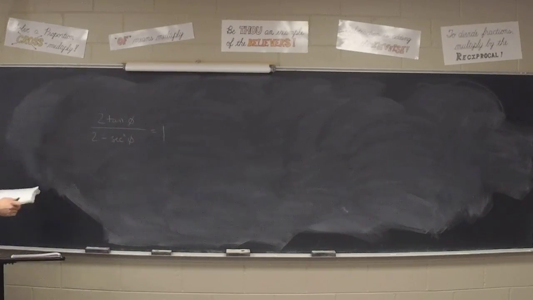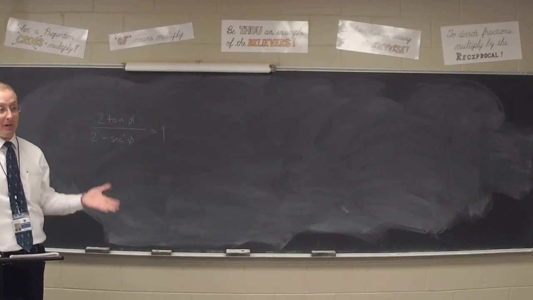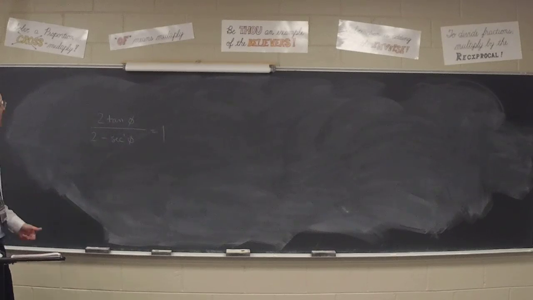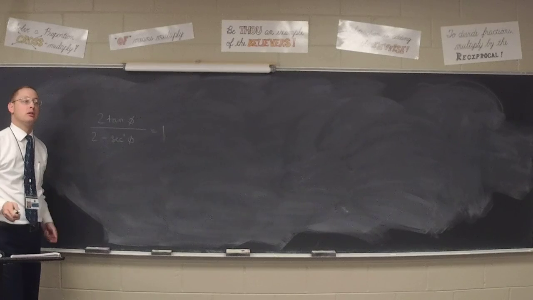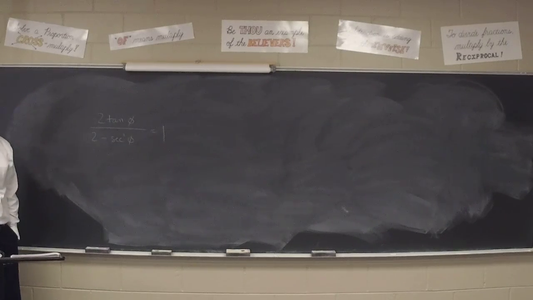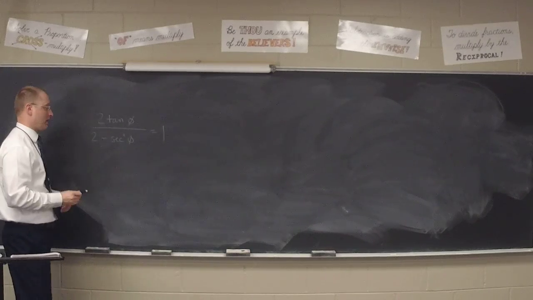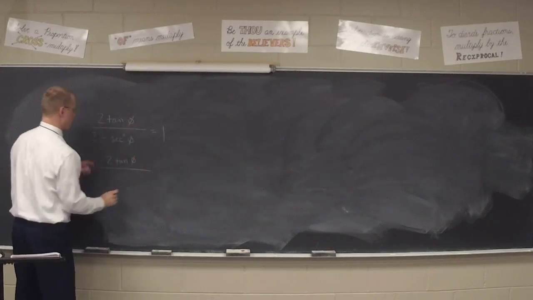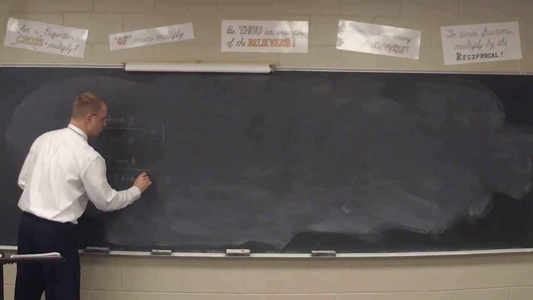I saw a 2 tangent in the top, and my brain thought 2 tangent over 1 minus tangent squared is the double angle tangent. But the bottom isn't right. And then I saw secant squared and thought, wait, what is the Pythagorean for secant squared? So let's rewrite this as 2 tangent over 2 minus (1 minus tangent squared).